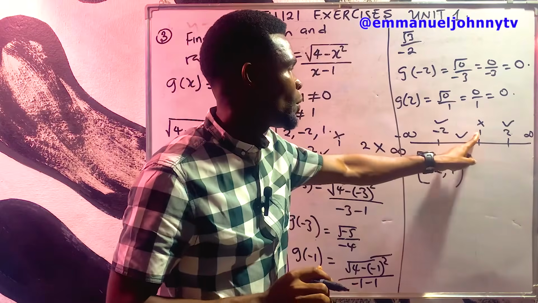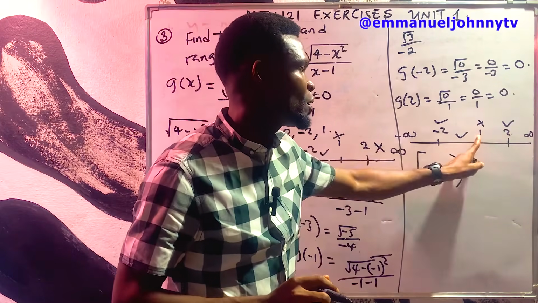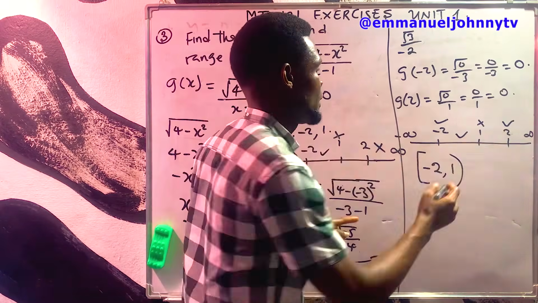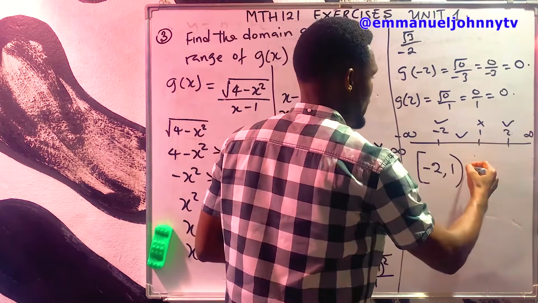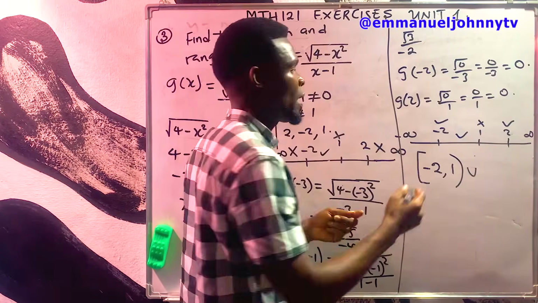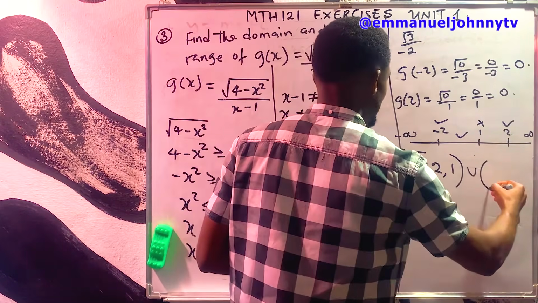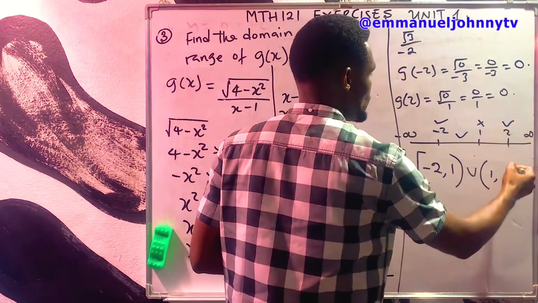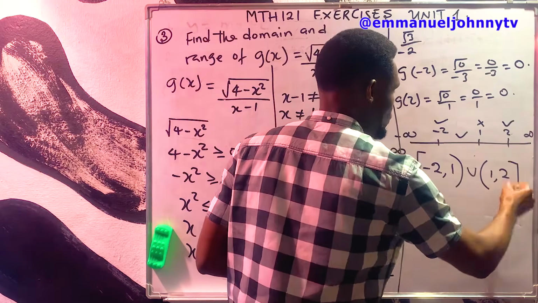Alright, we now have from 1 to 2. 1 is not inclusive, but 2 is inclusive. So it will be open. And now from -2 to 1, and union, that is and, from 1 which is not inclusive and then to 2 which is inclusive, so it is closed.